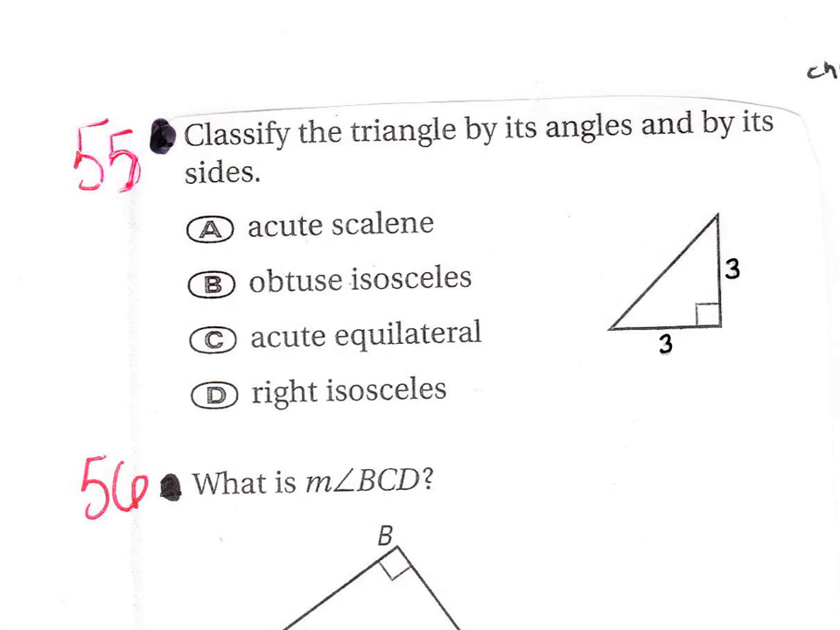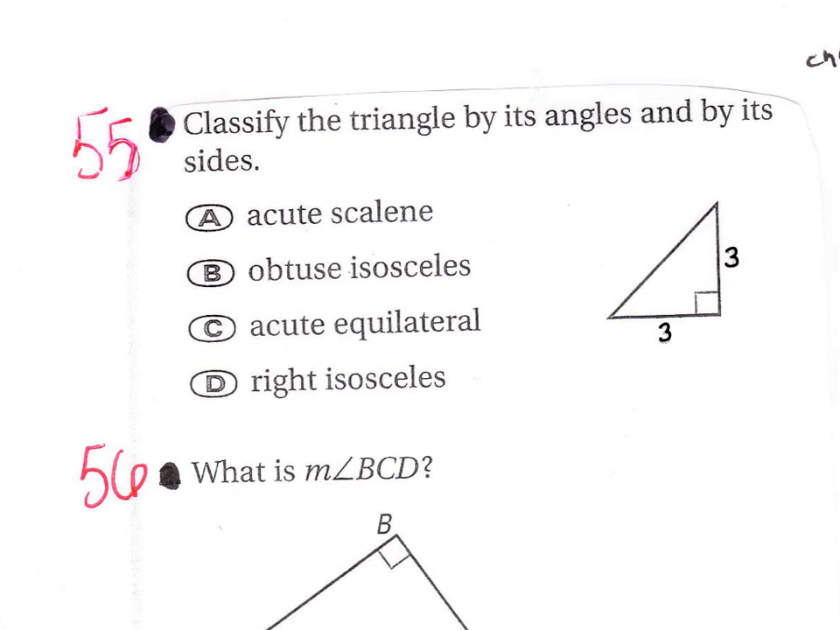Number 55, you need to classify or name this triangle by its angles and by its sides. So you got a couple sides given, you got the right angle there given to you. Is it A, acute scalene, B, obtuse isosceles, C, acute equilateral, or D, right isosceles?